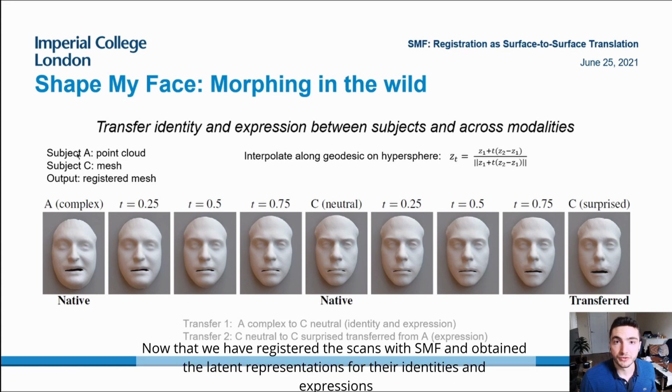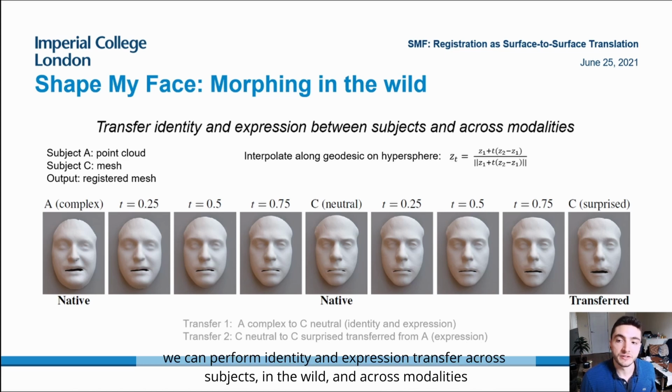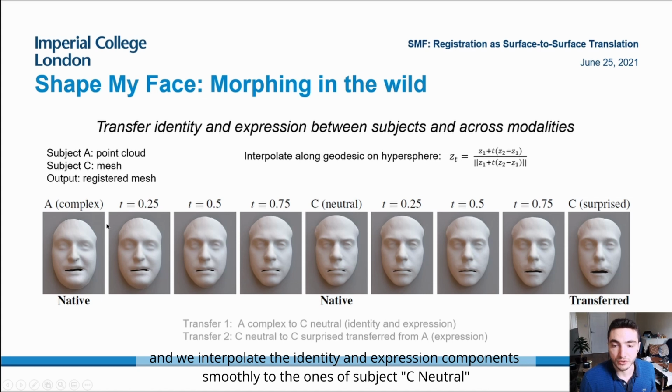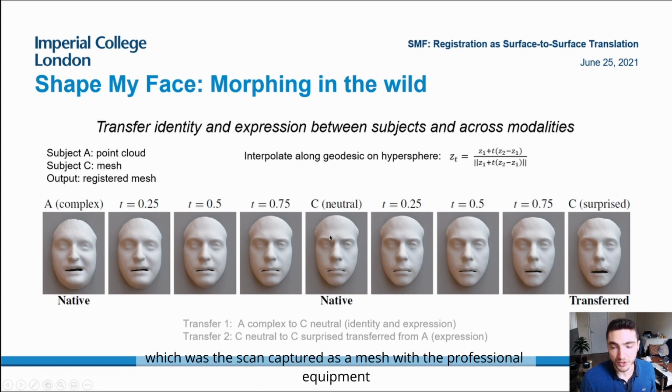So now that we have registered the scans with SMF and obtained the latent representations for identity and expression, we can perform identity and expression transfer across subjects in the wild and across modalities. So here we have one of my expressive scans captured with my phone, and we interpolate the identity and expression components smoothly to the ones of subject C in their neutral expression, which was the scan captured as a mesh with the professional equipment. Then we can fix the identity vector for C and transfer my surprised expression vector by smoothly interpolating, and we obtain a synthetic scan of C in a surprise expression.